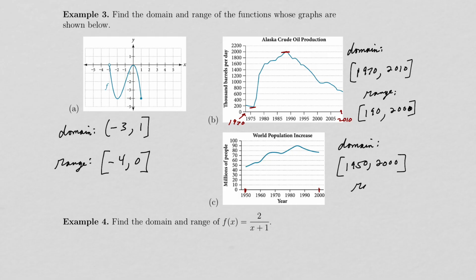And then the range, so those are the inputs, the range of the possible outputs, well, it's starting around maybe 48-ish, something like that, and it may be going to 90. So I would say the range is 48 to 90. And again, we're going to include both the endpoints.